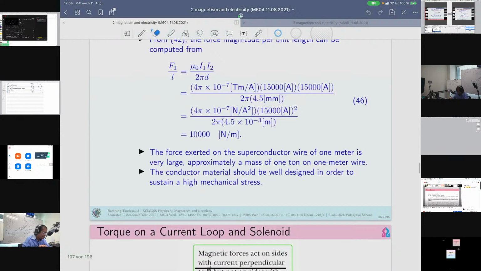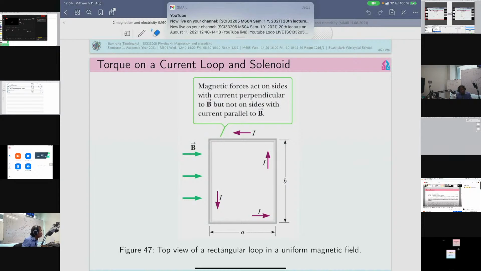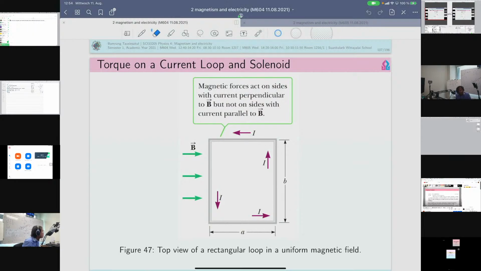The talk on conductor loop is the moment. It's the kind of moment, the force multiplied with the distance, so you can get the quantity which is called torque.